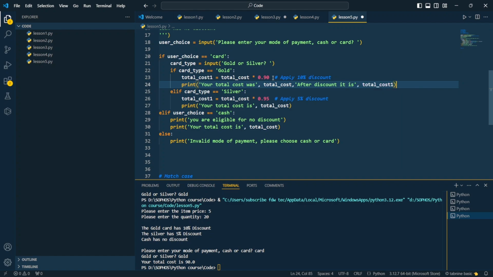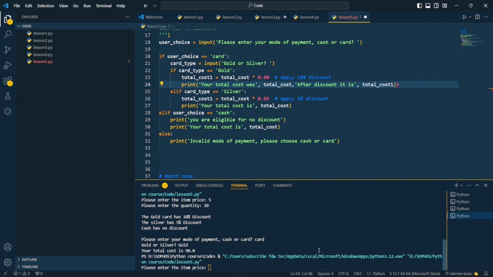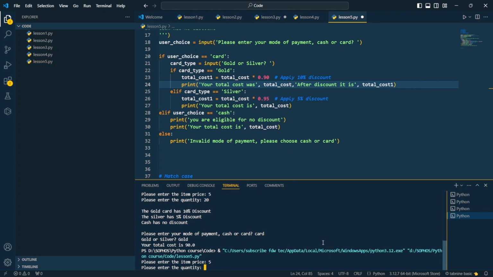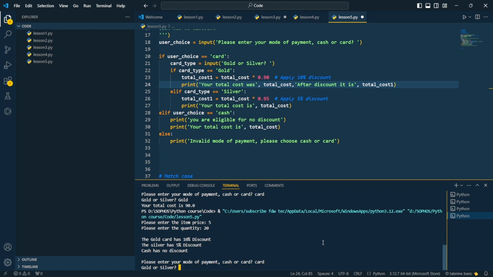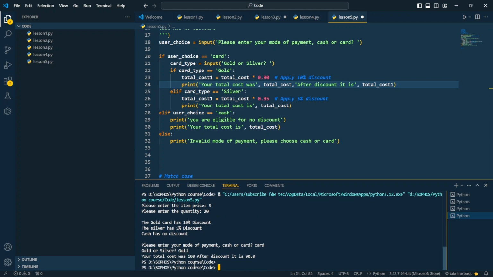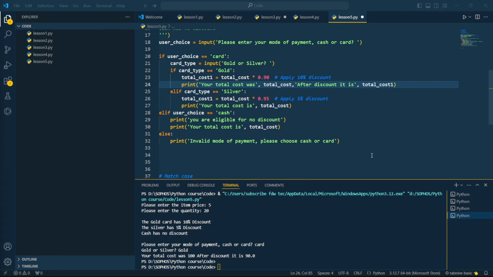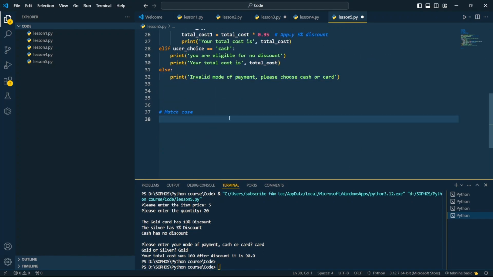Now let's run this again. Let's write 5. Let's write 20. Card. Gold. So see, your total cost was 100. After discount, it is 90. Now let's talk about the match case. Match case is a little different.